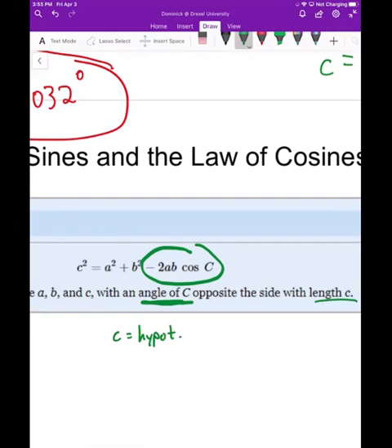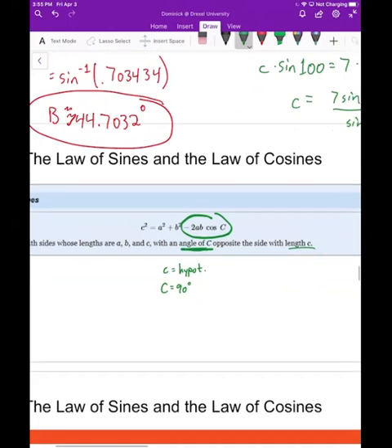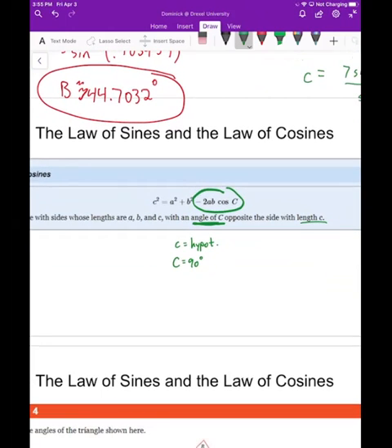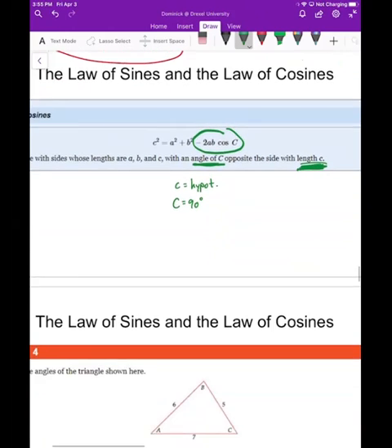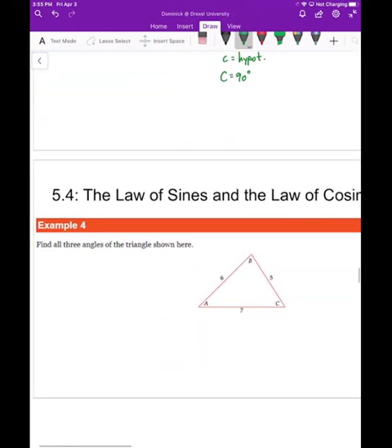And if your hypotenuse, that means that the angle across from it is 90 degrees. And of course, the cosine of 90 degrees is 0. So when you have that your angle is a right angle, you get the Pythagorean theorem exactly. But you can modify this slightly to work for any type of triangle, as long as you make your C the side whose opposite angle is the angle that you use in this formula. So now here we want to find all three angles.